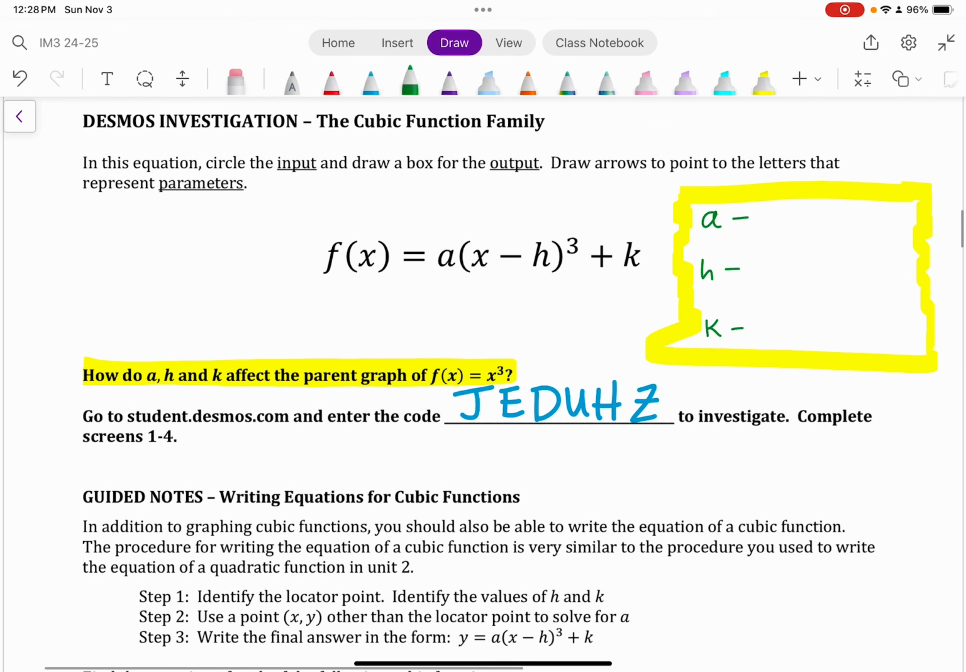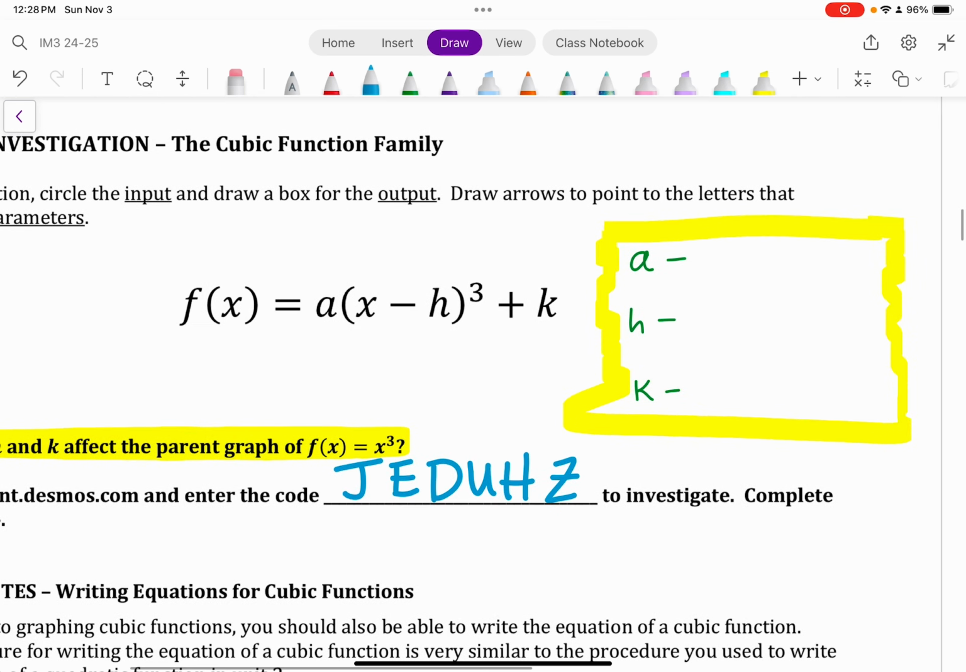I'm going to leave this section to you. What you're going to do is type in this code into student.desmos.com, and go ahead and play with the sliders. You should pause the video here to do that, and I'm going to show you what you were supposed to come up with ideally.